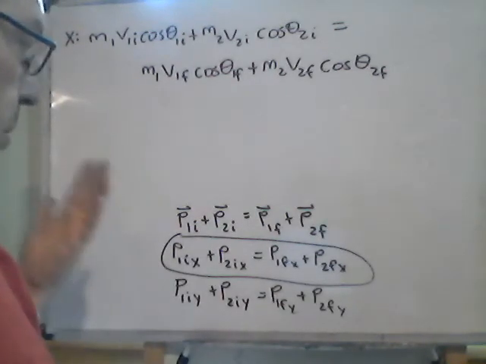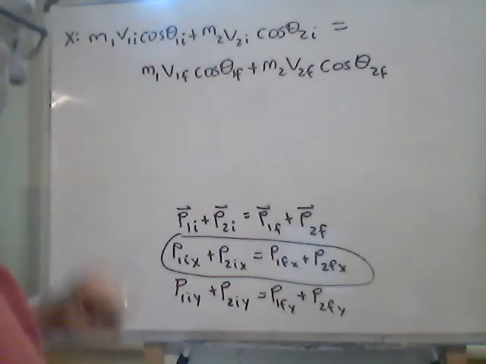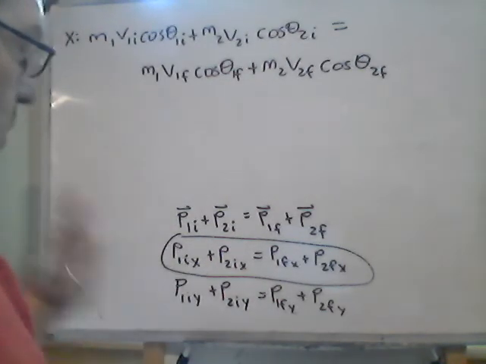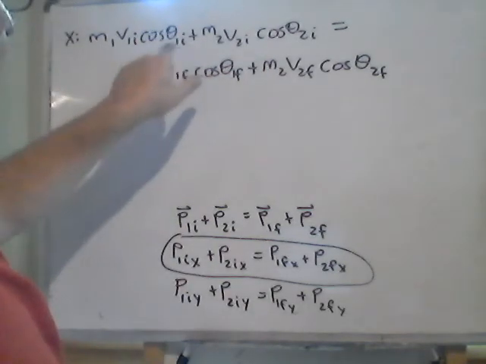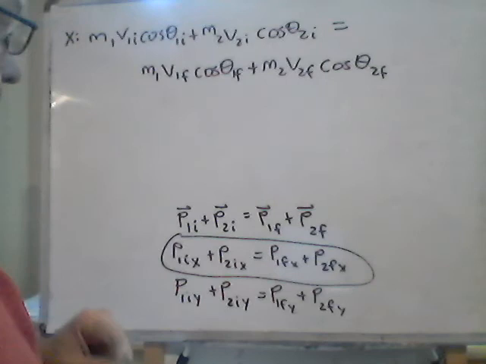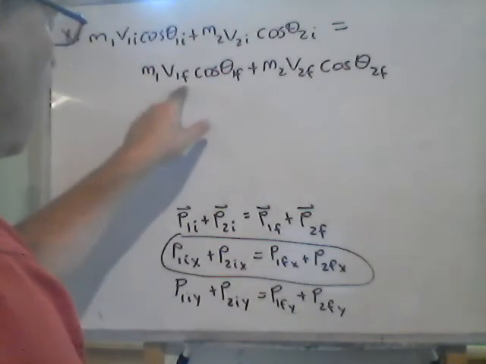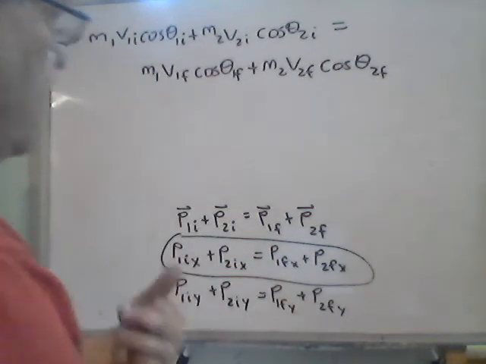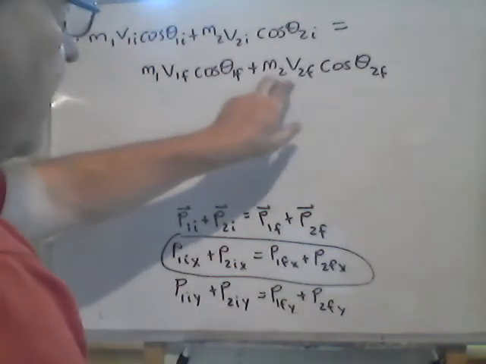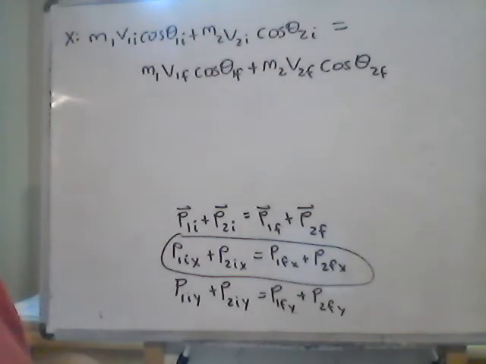Your P1i is going to be your M1 V1i. The x component is going to be the cosine. Your P2i, M2 V2i, x component is going to be that angle, cosine of theta 2i. P1fx, that's M1 V1f, that's the mass times velocity, times the cosine of theta 1f. And then P2fx is M2 V2f, again, mass times velocity, times the cosine of theta 2f. And that's the most general form of the x component equation.